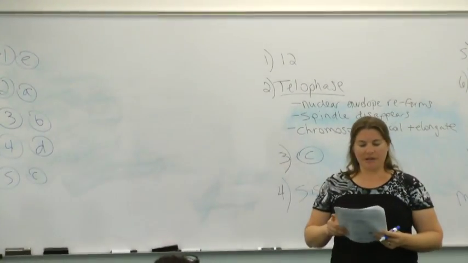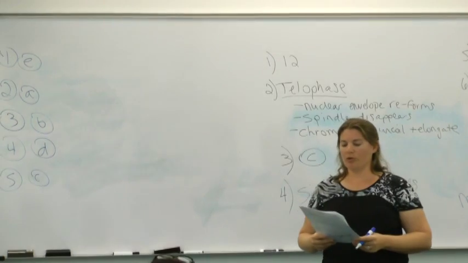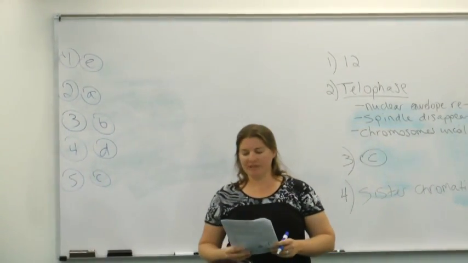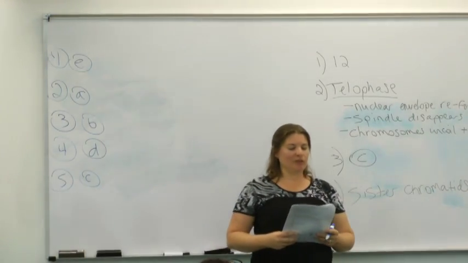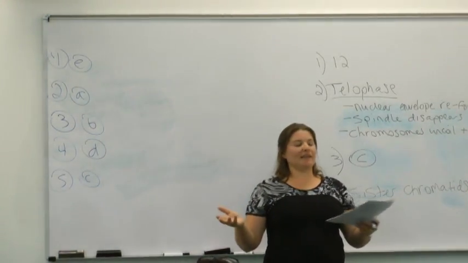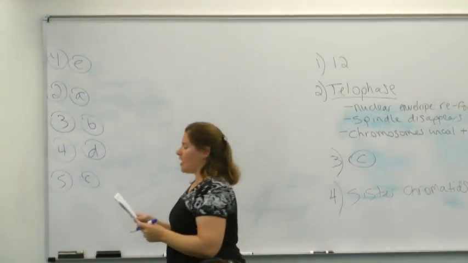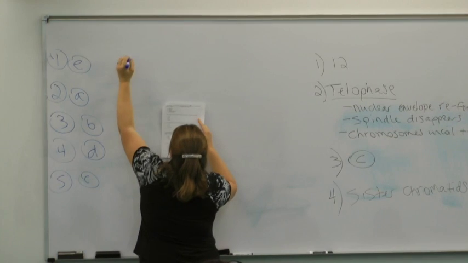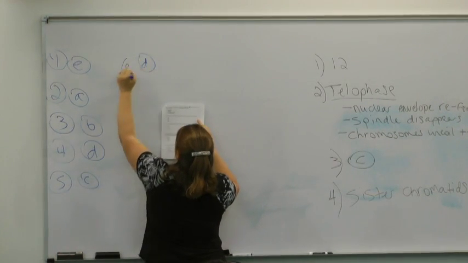Okay, so number 6, all of the offspring of a cross between a red rose and a white rose are pink roses. This means that the allele for red roses is? That's right, incompletely dominant to the allele for white roses. So number 6 is letter D.